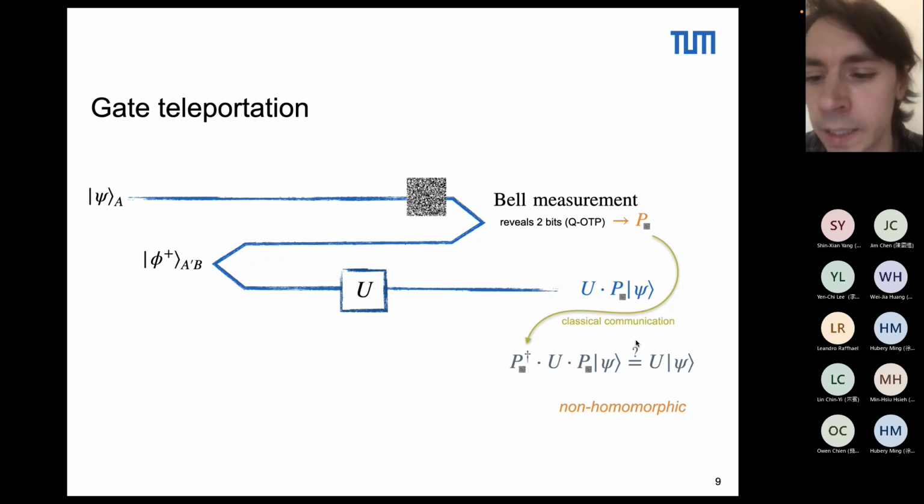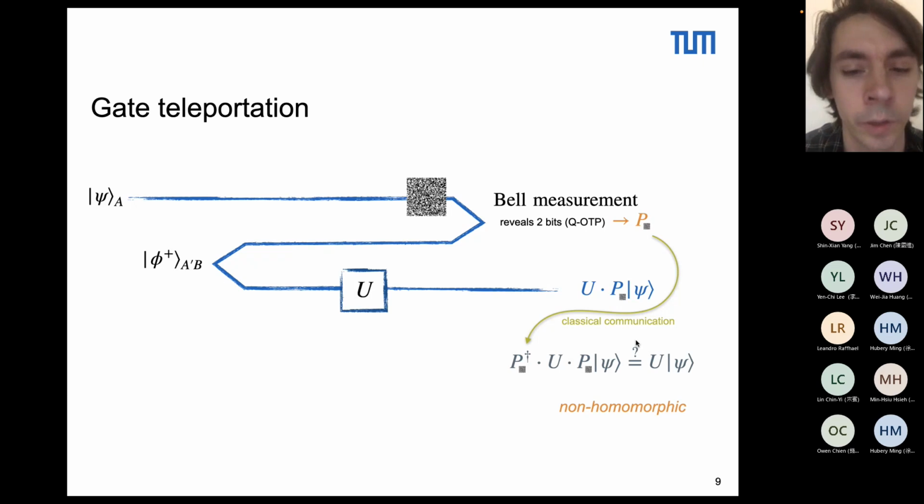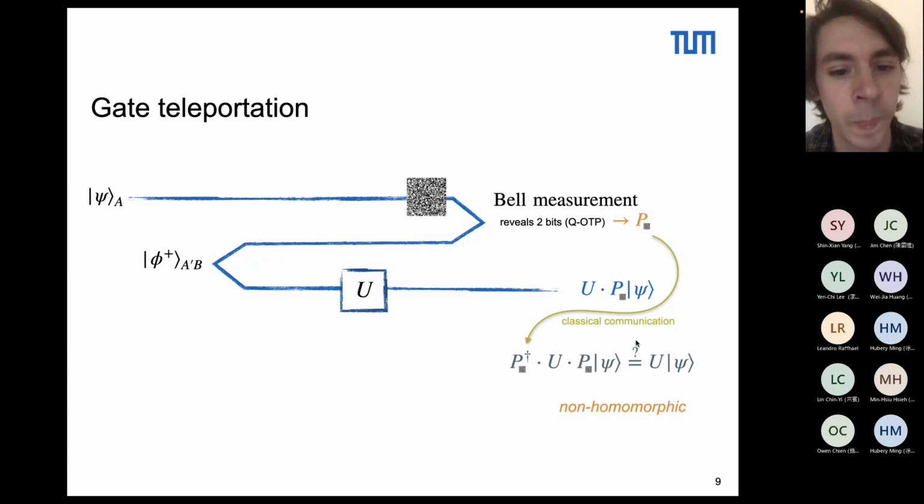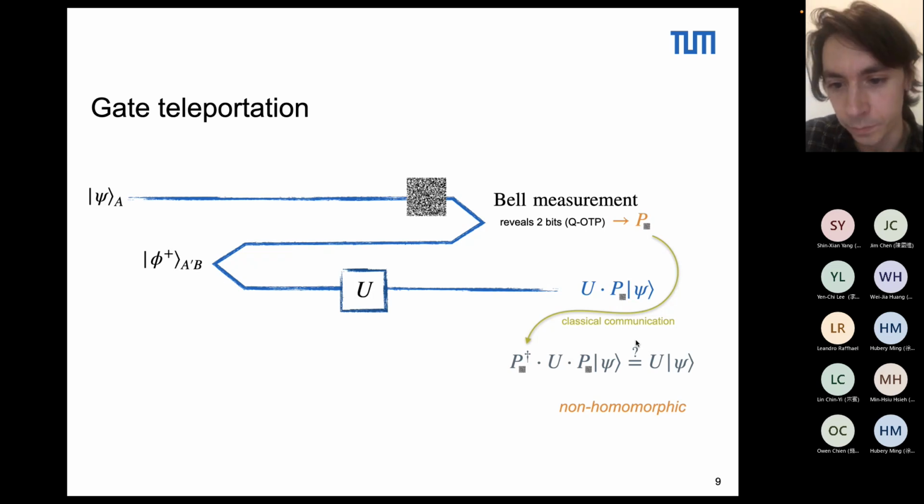So when we do this, in the end, what we do is a random unitary, but it's not necessarily the unitary that we wanted to apply for the circuit. So in general, we will have that gate teleportation does not allow to apply any unitary with certainty.